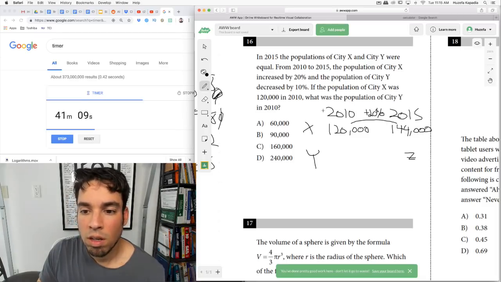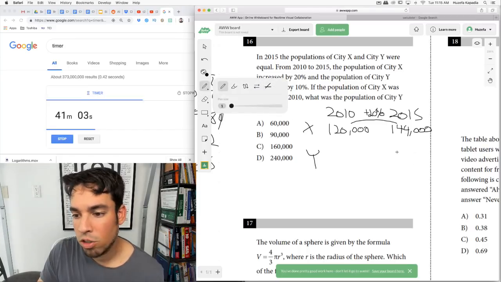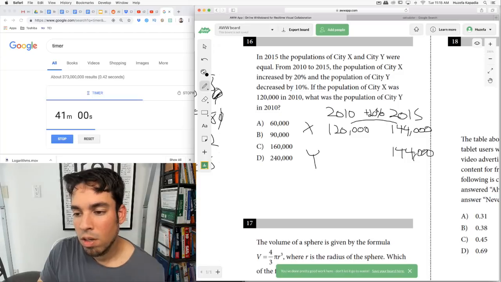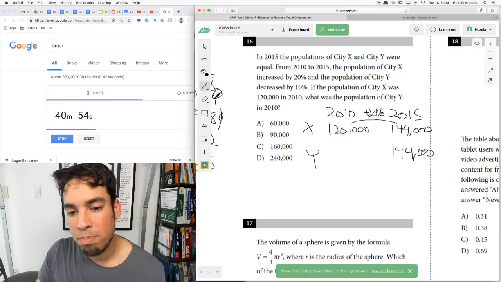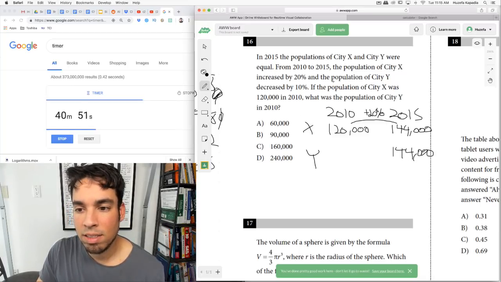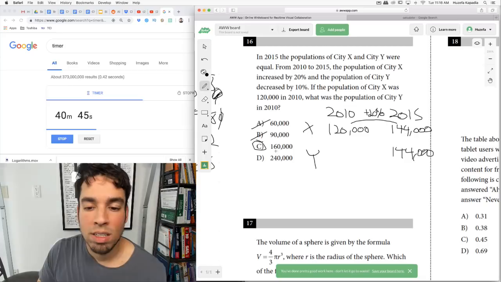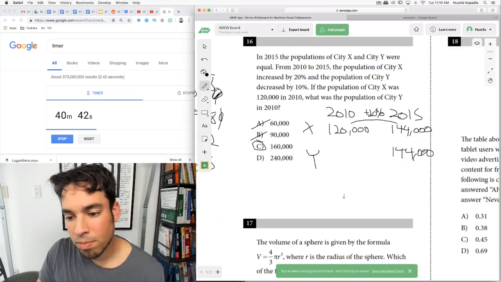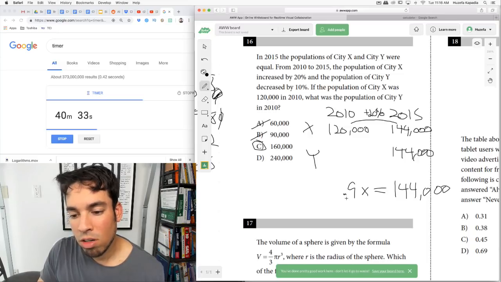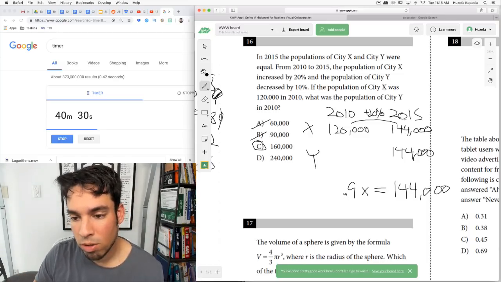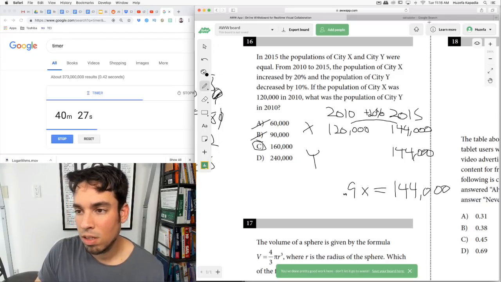144,000. What was the population of city Y in 2010? And so city Y is also, because it said they're equal in 2015, 144,000. So then what is this one? Well, whatever Y was in 2010, it's got to be bigger than 144, right? Because it's city Y, it said decreased by 10%. So these two are already out. It is this one, but the way we'd set it up is we'd say 0.9 times X, which is whatever this was here, equals 144,000, because we're saying it's gone down by 10%, meaning it's 90% left. So 90% of whatever was in 2010 gives me the 2015, and then I'll prove it.